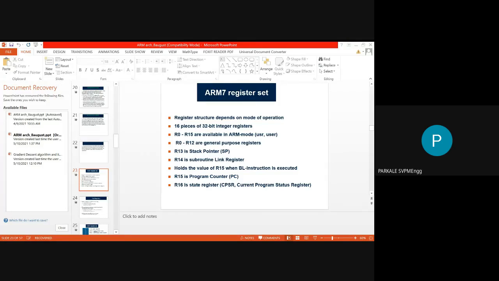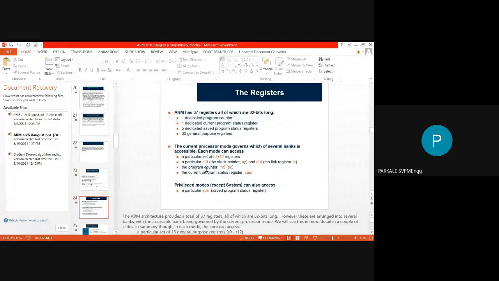So I have 4 to 5 minutes. I will not go for the next point, but I will just introduce the next point. So the next point is the ARM7 register set.